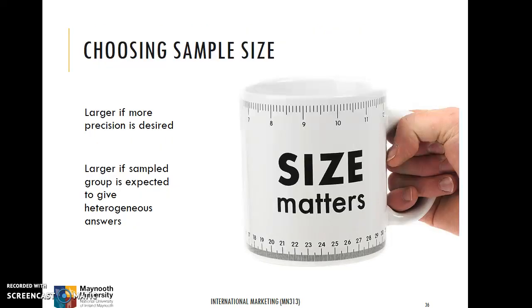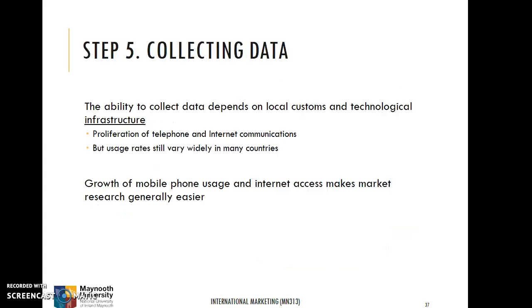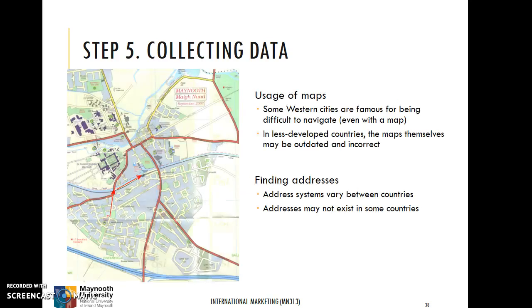So naturally enough, when you're choosing a sample size, ideally larger will provide more precision, but with larger groups, the sample is expected to give a heterogeneous answer, more varied, more broadly spread. Collecting data: the ability to collect data depends on local customs and technological infrastructure, and this is largely due to the proliferation of different technologies and may vary across the different usage ranges available in different countries. But the growth of mobile phone usage and internet access makes market research generally easy to do. Again, we have uses of maps, and finding addresses can vary across countries and developed and less developed areas.